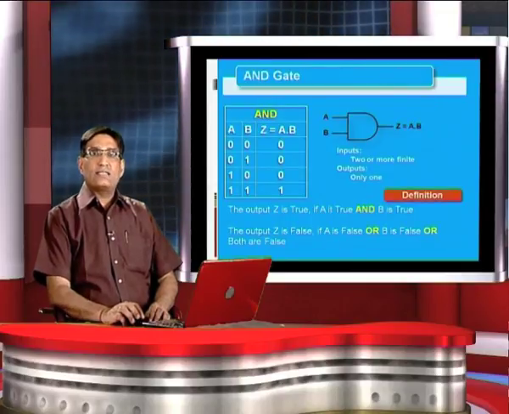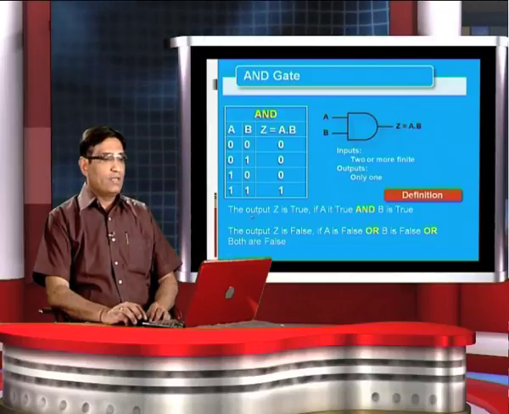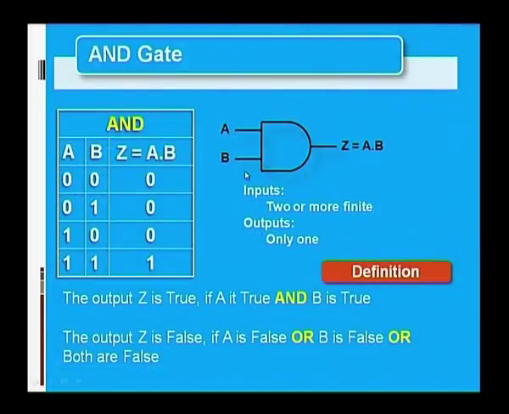Now let us understand what is AND gate. We say that this is the standard symbol of an AND gate. In this figure we have shown only 2 inputs, but remember that an AND gate can have a minimum of 2 inputs and maximally it can have some finite number of n inputs, and there is only one output.